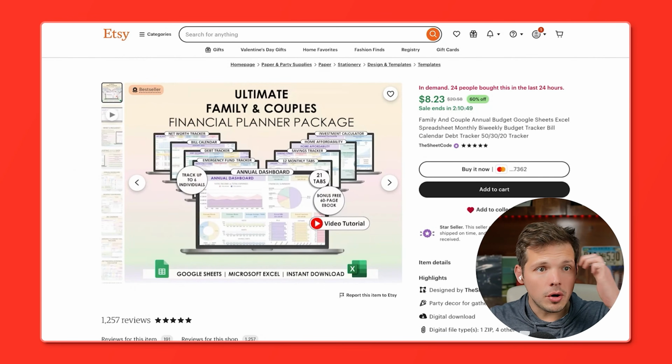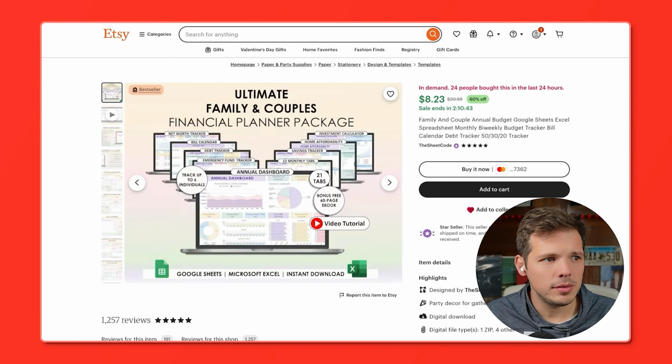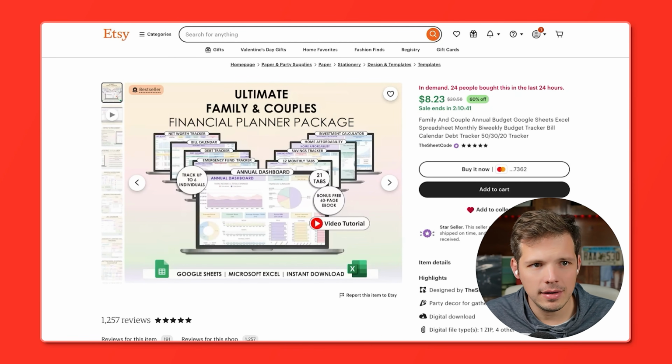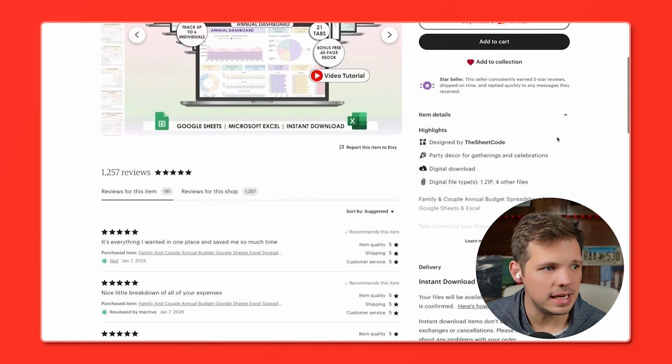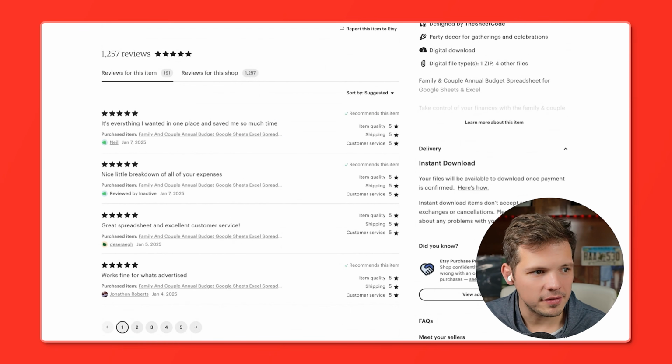Okay, so The Sheet Code is selling a family and couples financial planner package for $8.23. And I just love this. 24 people bought this in the last 24 hours. So this guy's made $200 today, which is 60, 70 grand a year from one of his products. Just crazy. His entire store has 1,257 reviews. This one product has 191, almost all 5-star reviews.